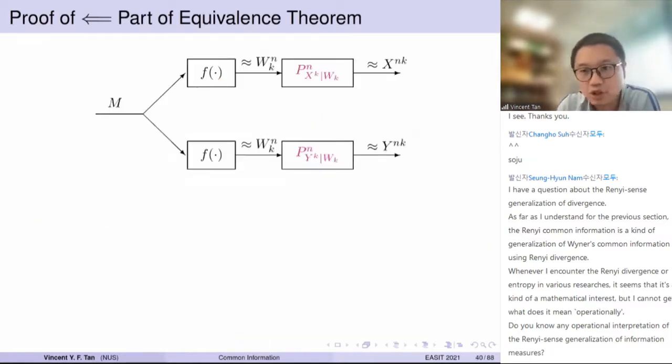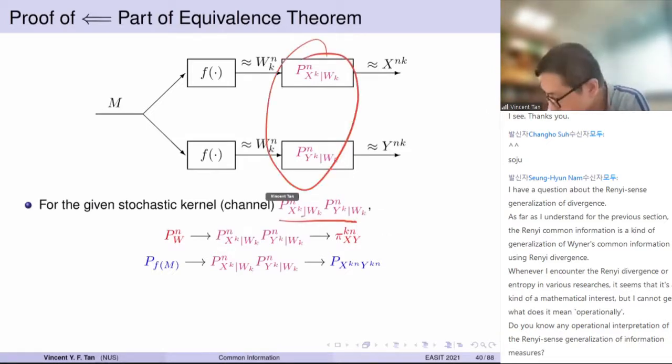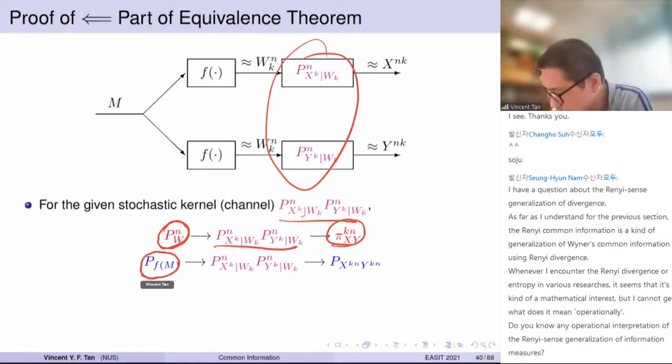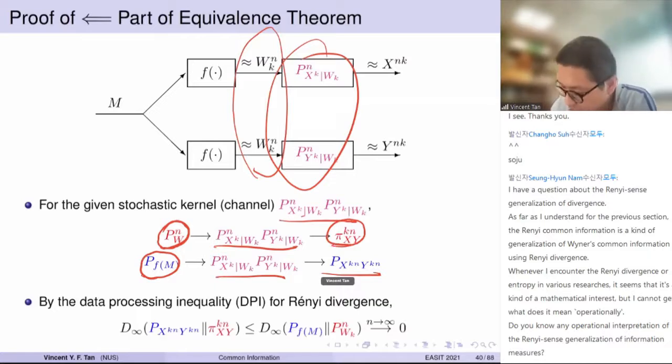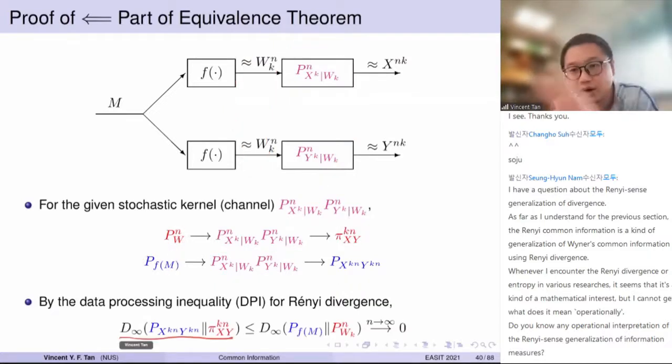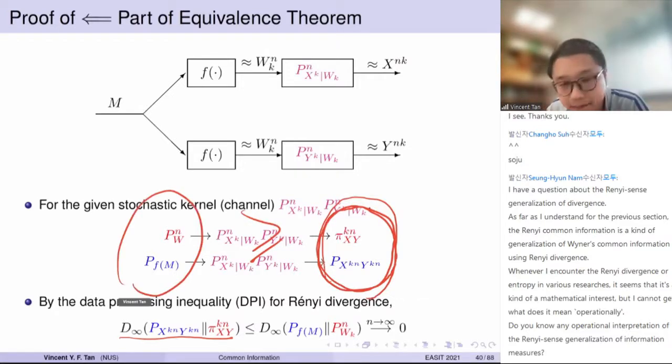So we have this picture here. We are given this channel or stochastic kernel, and when we pass P of W^n, the product distribution, into this channel, we get the target distribution. If we pass the shaped distribution into the channel, we get the synthesized distribution. But what happens here is that no matter what Renyi divergence you use, you have a data processing inequality, which means that the Renyi divergence of these outputs is going to be less than the Renyi divergence of these inputs. Okay, there's a typo here, this should be K.